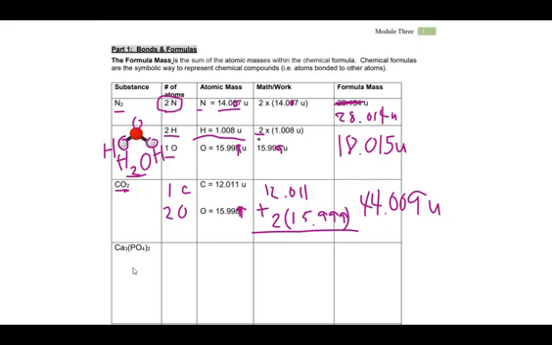All right. I would like for you to pause here. Don't go all the way ahead, but I would like for you to pause it and try to figure out how many atoms are in calcium phosphate. See if you can figure that out.